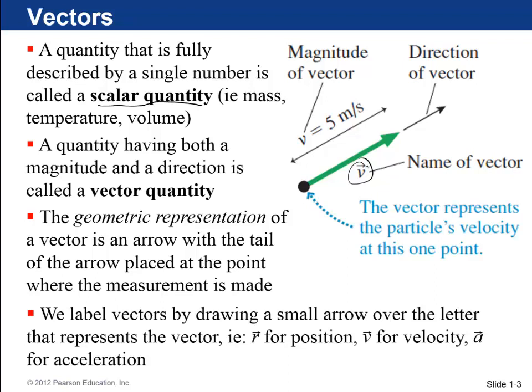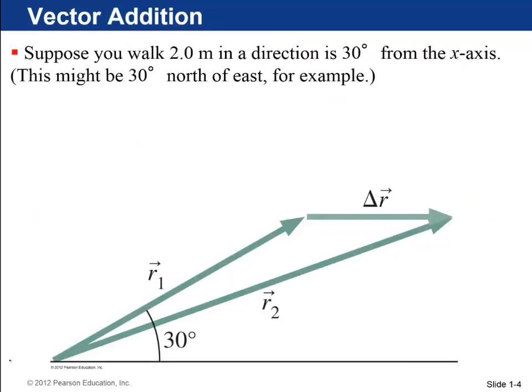The 3 main vectors we deal with in this chapter are position, which usually gets the letter r, velocity, which usually gets the vector v, and acceleration, which usually gets the vector a. Okay, so I mentioned that position is a vector, so let's give an example of that.